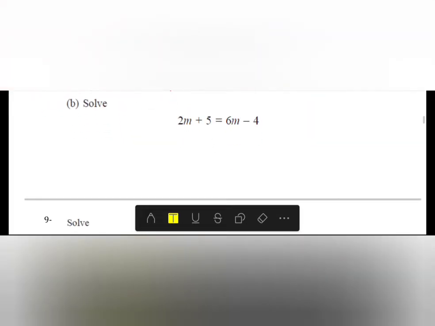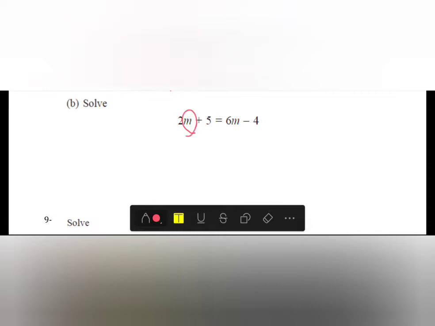Solve this. By solving, we have to find the value of the variable. And the variable here is m. So we're going to find the value of m. And we can find the value of m by putting all the constants together and all the variables in one side. So we're going to take 2m here, and take it to the other side, so it's going to be negative 2m. And then we're going to take the negative 4 here and put it in the other side. It's going to be positive 4.